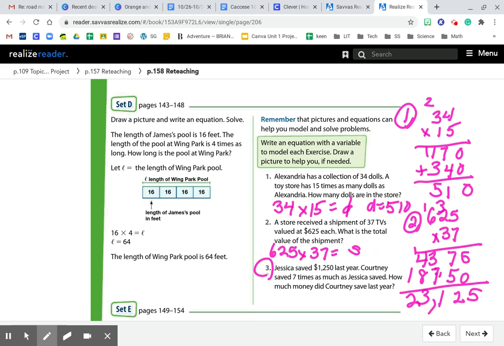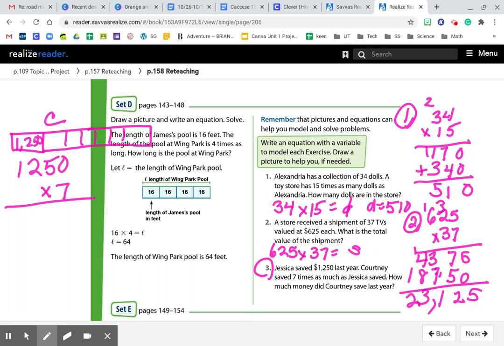And then on the last one here, Jessica saved $1,250 last year. Courtney saved 7 times as much. This is one you could do the bar diagram on. So we want to know how much money did Courtney save last year. Jessica saved $1,250, and we want to draw that 7 times, if you felt like doing that. I don't think actually any of these are really good with the bar diagram because they're too long. So 1,250 times 7 is how we're solving this.